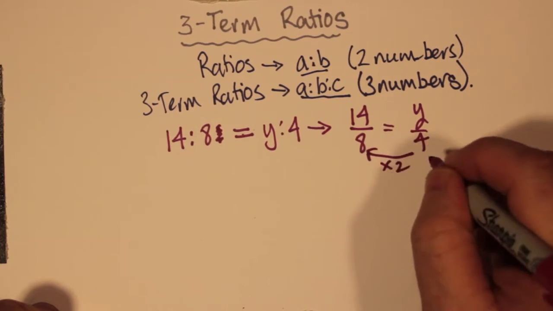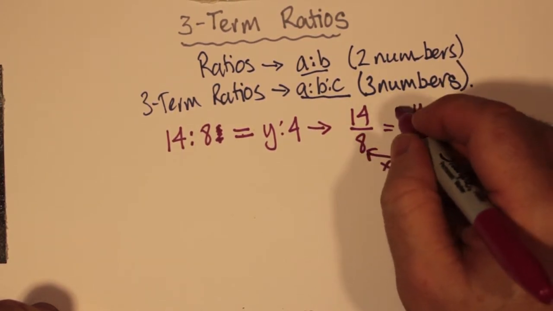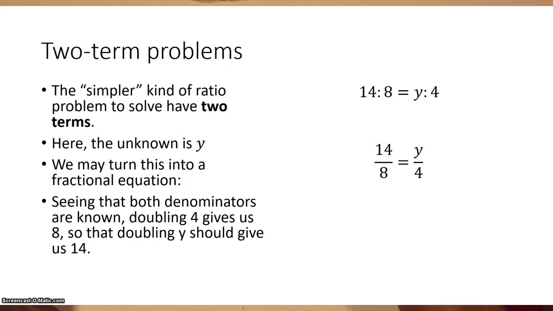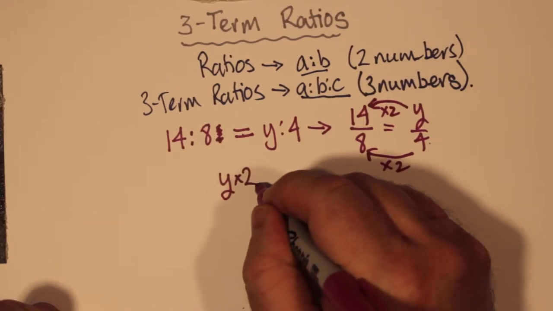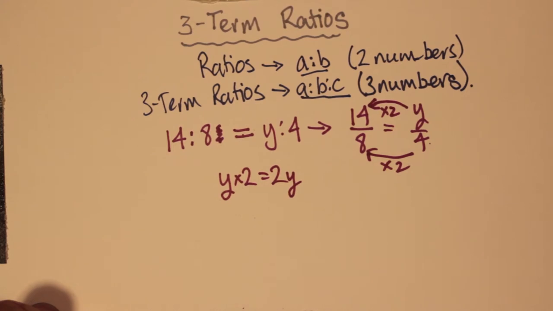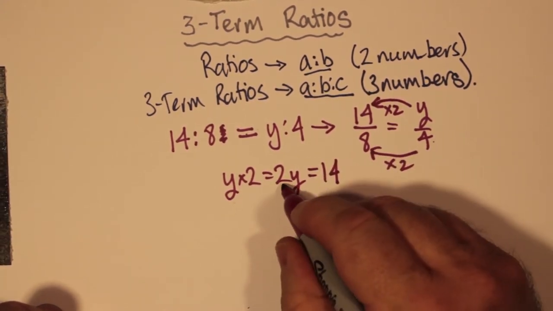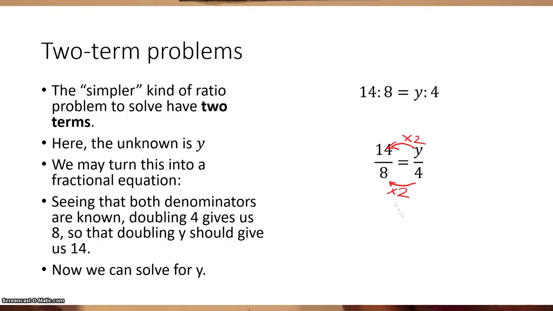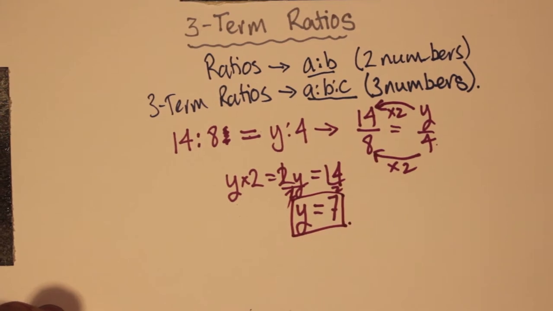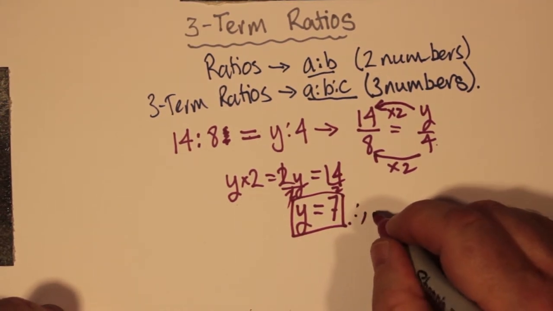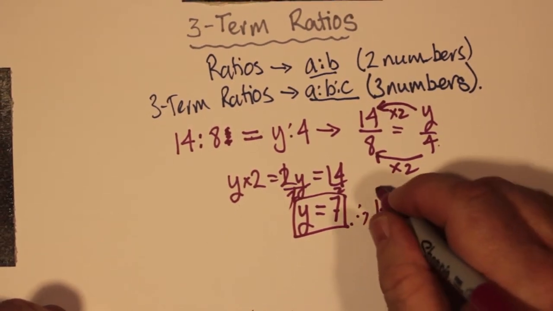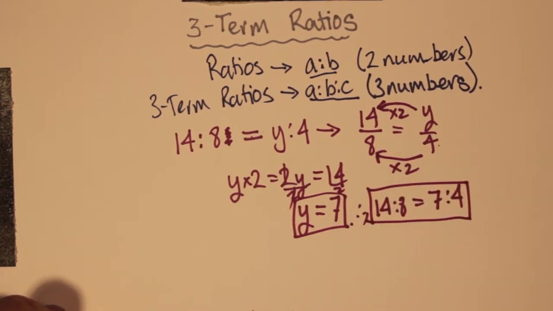So we can see now that 4 times 2 is 8. So that means we got to do the same thing with the y, meaning that y times 2 must be 14. So y times 2, or of course we could write it as 2y, is equal to 14. Divide both sides by 2, and we get y equals 7. 14 divided by 2 is 7. So we're saying that, therefore, 14 is to 8 equals 7 to 4. That's the new ratio. That's how we're expressing it.